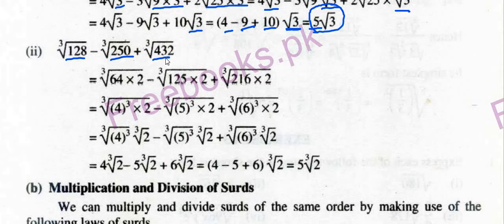Check whether 432 is divisible by 2 or not. If these three numbers are divisible by 2, then 2 is the common factor. Find that common factor which divides all these three terms. Okay, 2.